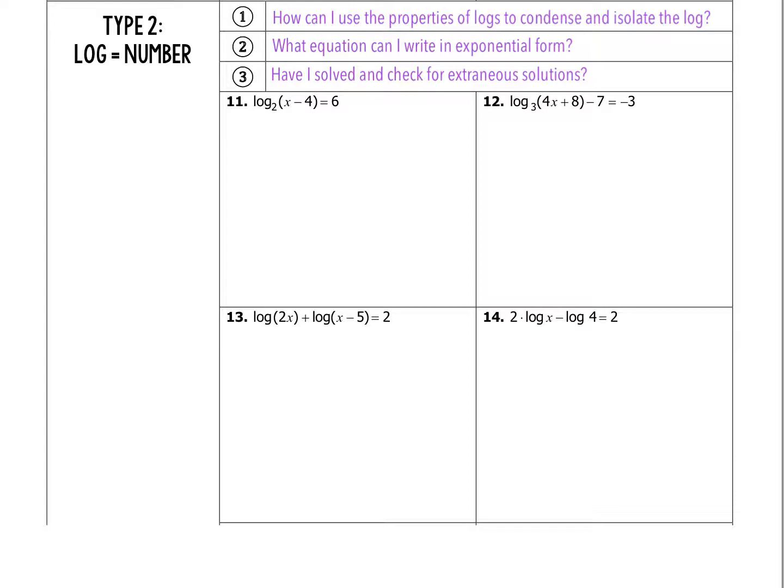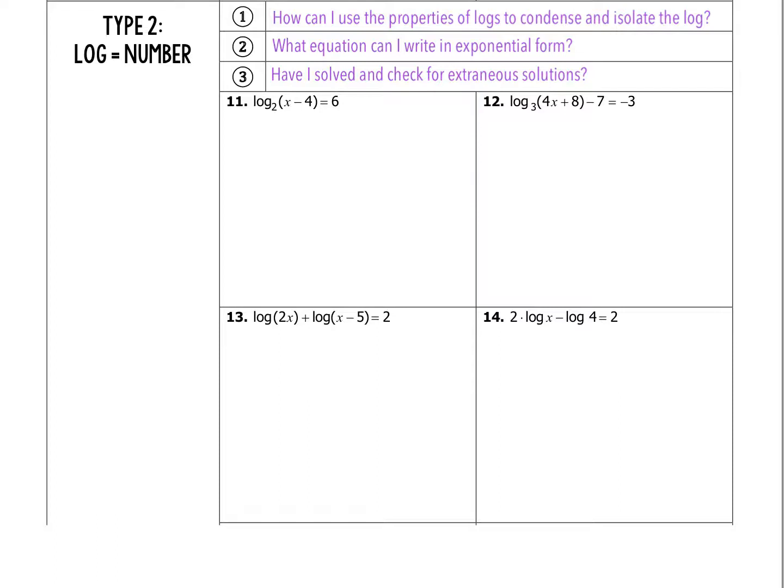All right, so the second type that we're going to look at is when I have a log equals a number. So we're going to have basically the same process, only now we're going to use the properties of logs to condense and isolate the log. And then I'm going to use that exponential form to write the equation, and then always we're going to check for extraneous solutions. So when I look at number 11, this is my log and this is my number.